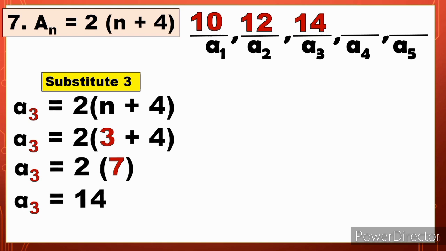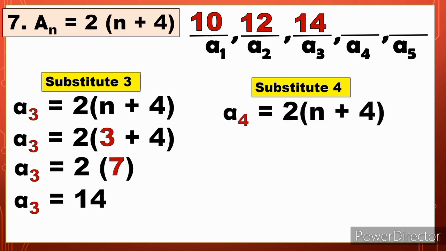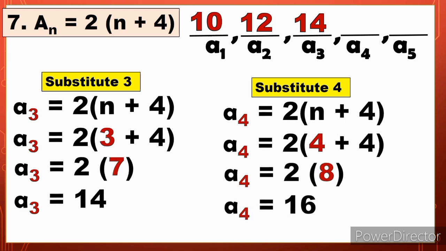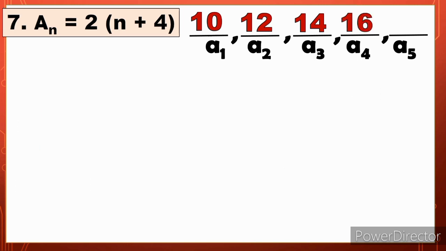Okay, next, to find the fourth term or a sub 4, isa-substitute natin ang 4. So, now it becomes a sub 4 equals 2 times the quantity of n plus 4. Then, substitute 4. So, we have a sub 4 equals 2 times the quantity of 4 plus 4. And then, simplify natin yung nandun sa loob ng parenthesis. 4 plus 4 is 8. So, now we have a sub 4 equals 2 times 8 is 16. So, the answer is a sub 4 is equal to 16, and that is our fourth term.